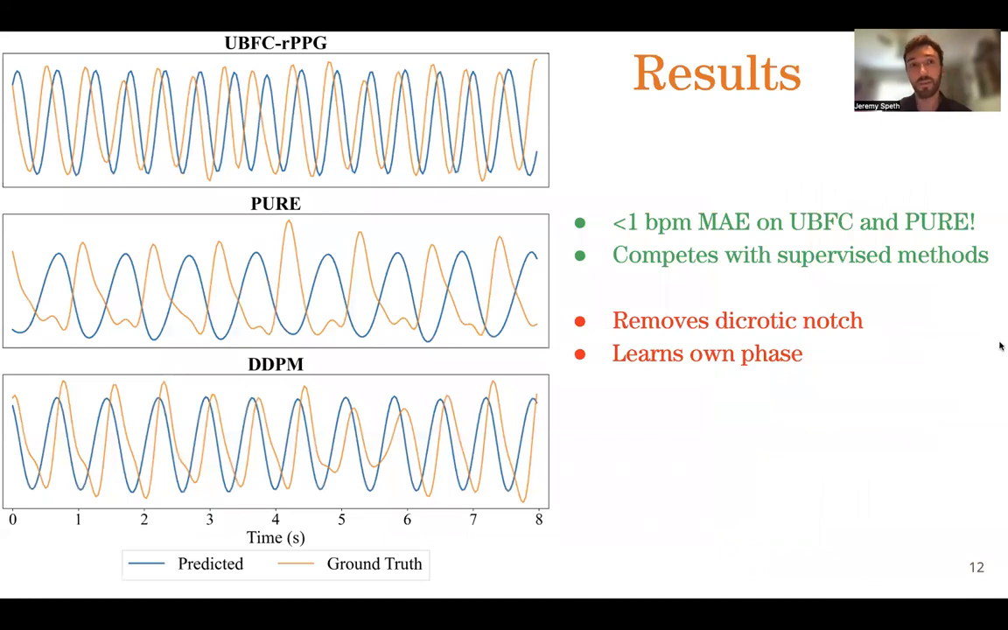Here's some more examples of results on the three rPPG datasets. The top is UBFC, middle here is PURE, and the bottom is DDPM. We see that the model ends up predicting somewhat close to sinusoids, but it's the correct frequency. One thing is it learns its own phase because we can't have any prior information on what the phase should be. And overall, the mean absolute error for the beats per minute prediction on UBFC and PURE is less than 1. And this method actually competes with supervised methods as well.